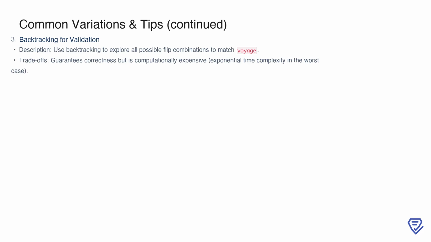Backtracking is another approach worth discussing, particularly for its thoroughness. Using backtracking, you can explore all possible combinations of flips to match the Voyage. While this guarantees correctness, it comes at a significant computational cost. In the worst case, backtracking can have exponential time complexity, which makes it impractical for larger trees. However, it's a useful approach to understand when considering all possible solutions to the problem.